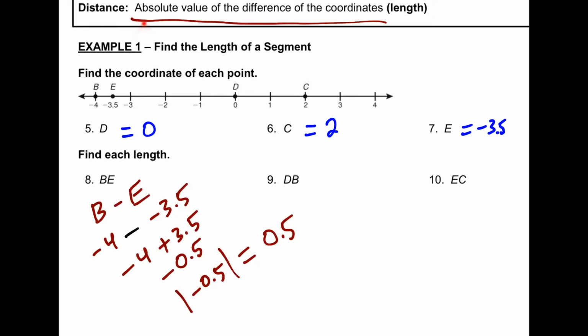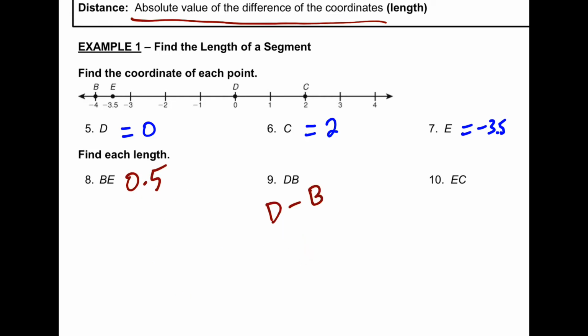So what does it mean to find the absolute value of the difference of the coordinates? If we took b minus e, for example, b being negative 4 and e being negative 3.5, since we're subtracting a negative, that turns into addition, and we get an answer of negative 0.5. Does it make sense to say the distance between these two is negative 0.5? Not really. We take the absolute value and it comes out as 0.5.